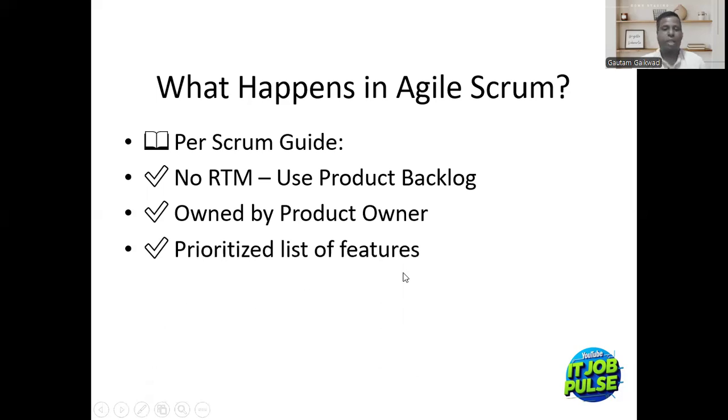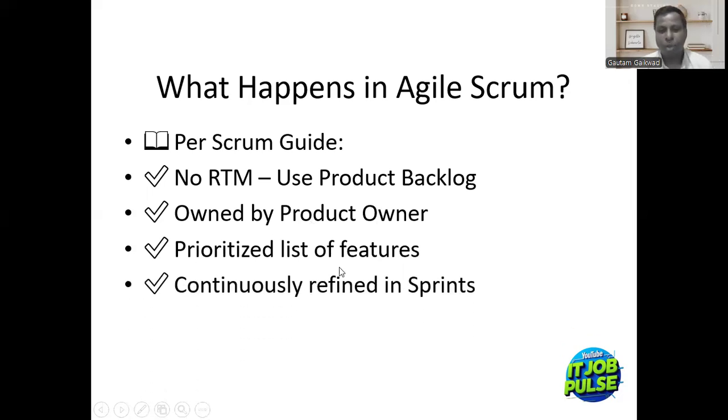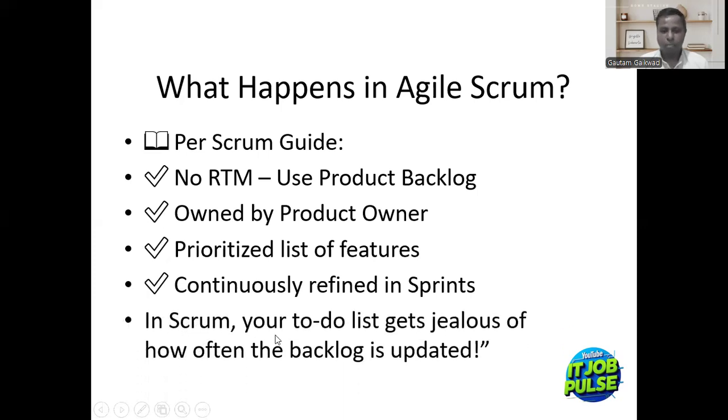A prioritized list of features, that is what the product owner maintains. The product backlog is owned by the product owner and is continuously refined in sprints. A sprint is nothing but a 2-week, 3-week, or 4-week iteration or cycle. Agile is more of a change, and change is welcome in Agile. In Scrum, your to-do list gets jealous of how often the backlog is updated. Yes, definitely. The backlog refinement happens consistently in Agile.